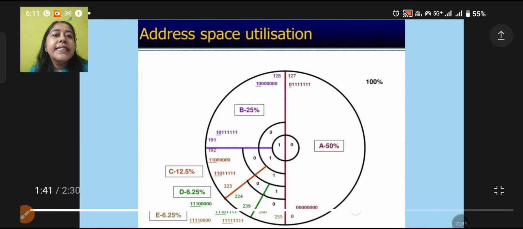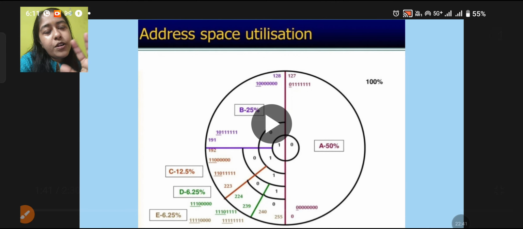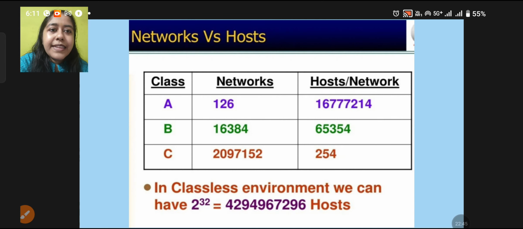Now you can see here the address space utilization, how it's used. 50% is for your A, 25% is for B addresses, C is 12.5%, D is 6.25%, and E is also 6.25%. Within this you can see the whole address range, how it is laid out, right? So this is how the whole address space is distributed for classful addressing. This is the space utilization.